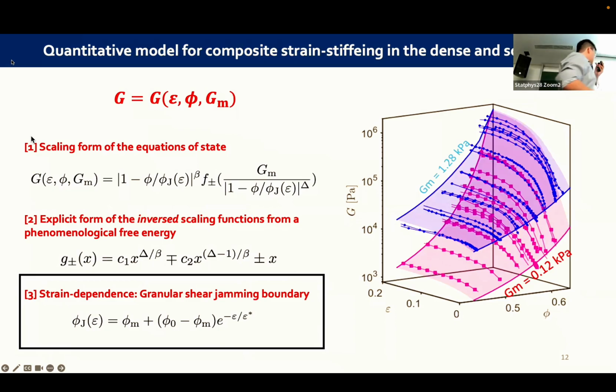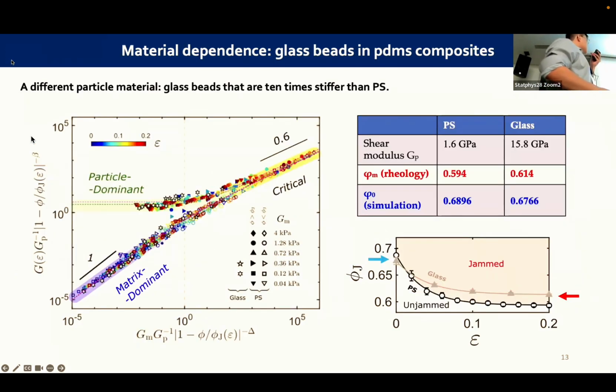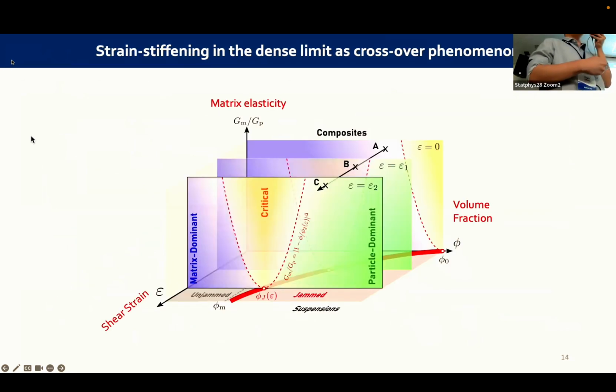So to summarize a little bit, if we know the form of that jamming phase boundary, we can arrive at a quantitative model using these three equations that relate the three parameters of interest to the overall response of the composite materials. In short, we also tried a different material, replacing the PS particles with glass beads, and everything is basically the same.